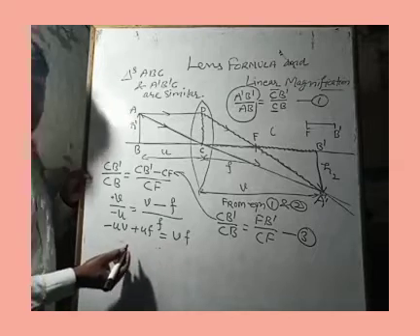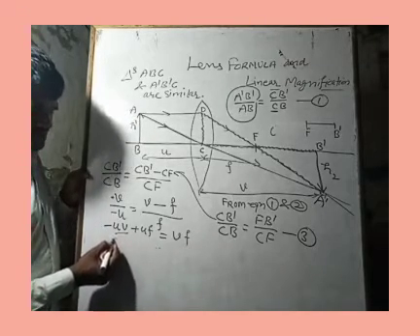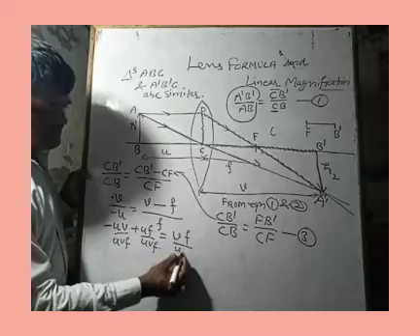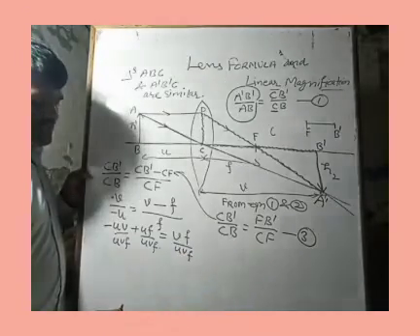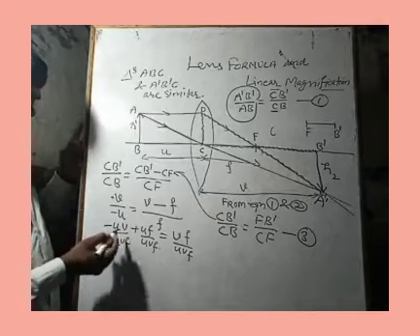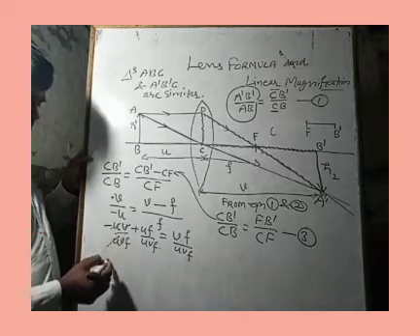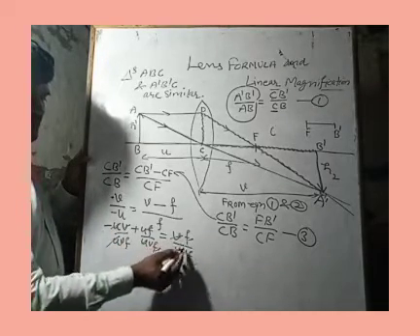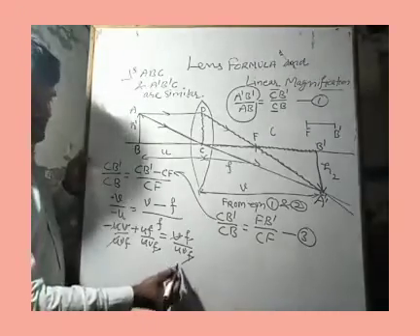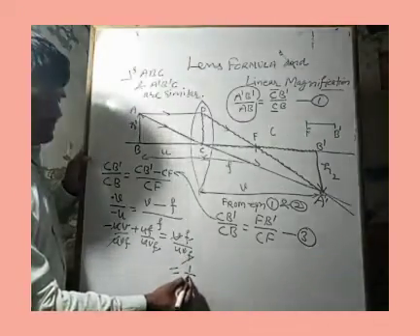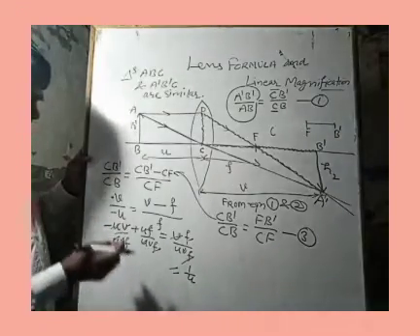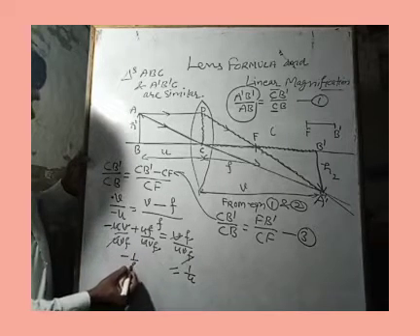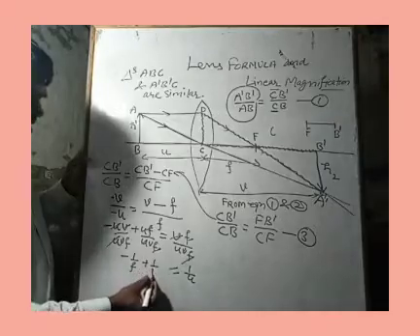Now dividing this equation throughout by UVF, we can calculate: U will cancel out, UF will cancel out, VF will cancel out, such that on the right of this equation 1 by U is there, and on the left of this equation what is remaining? Minus 1 by F plus 1 by V.